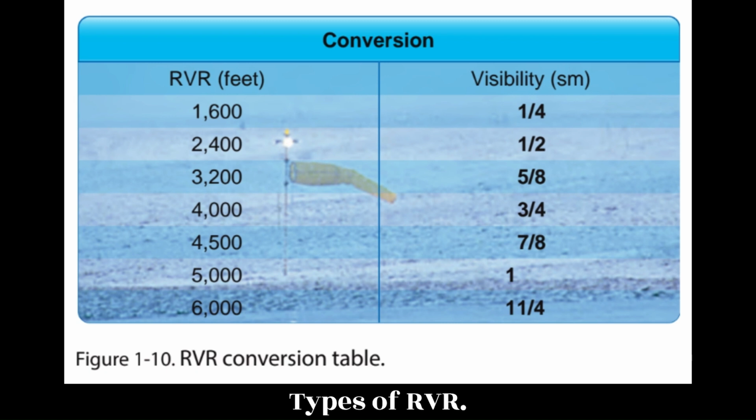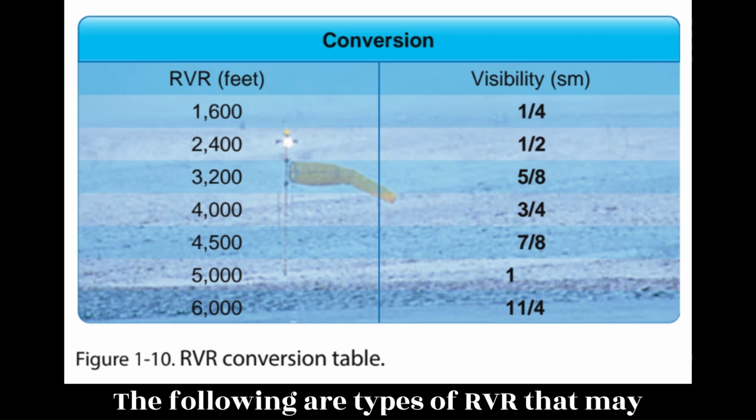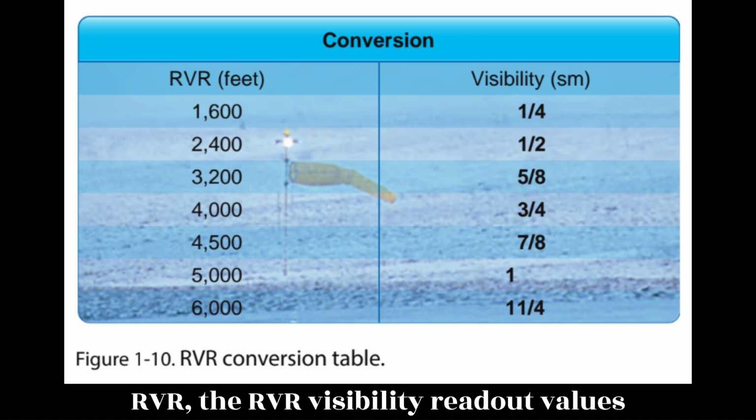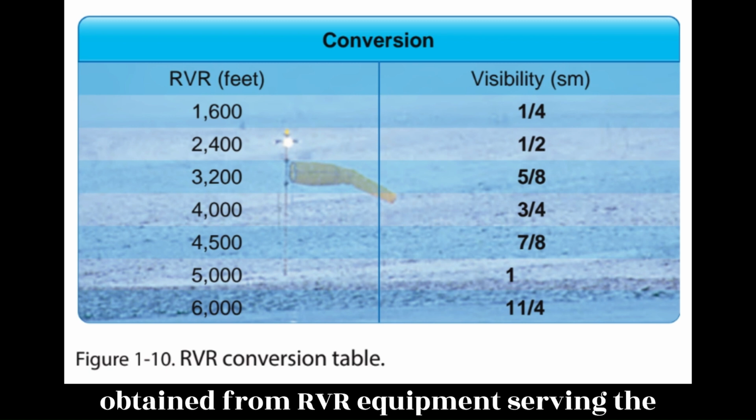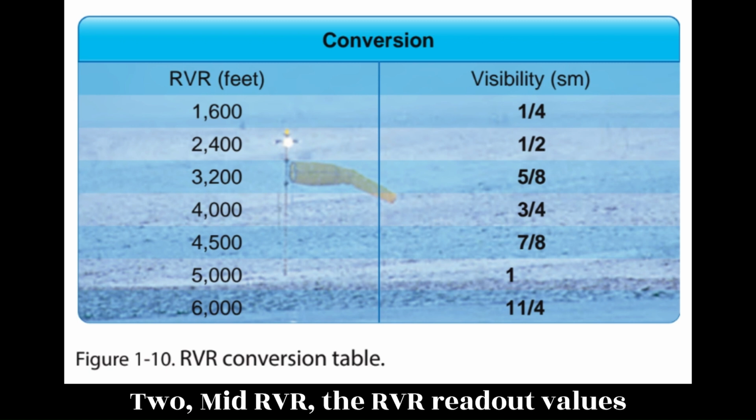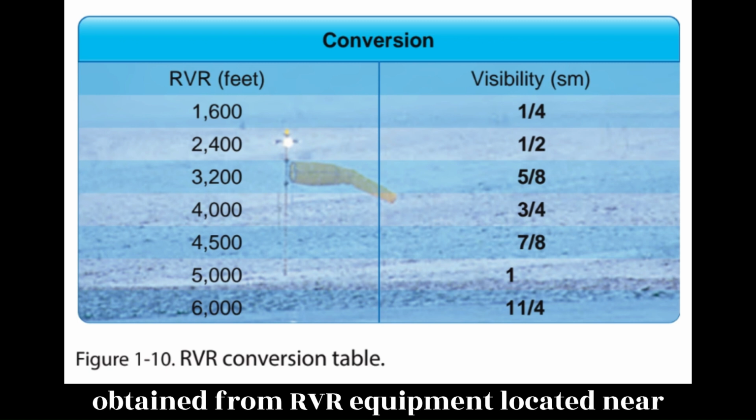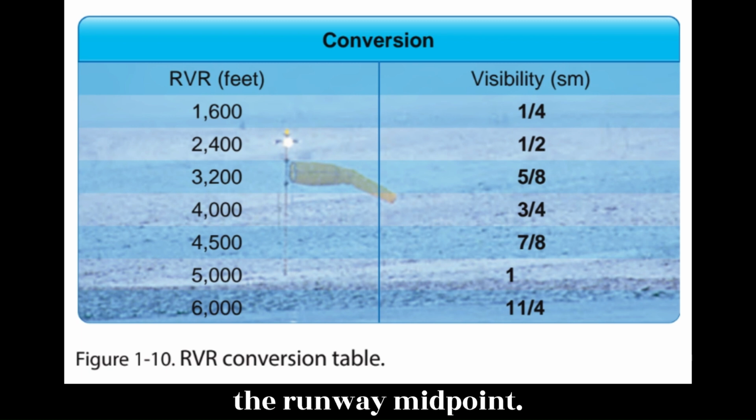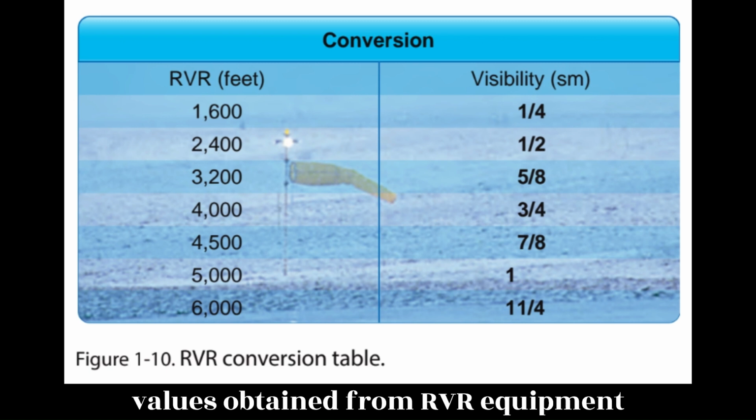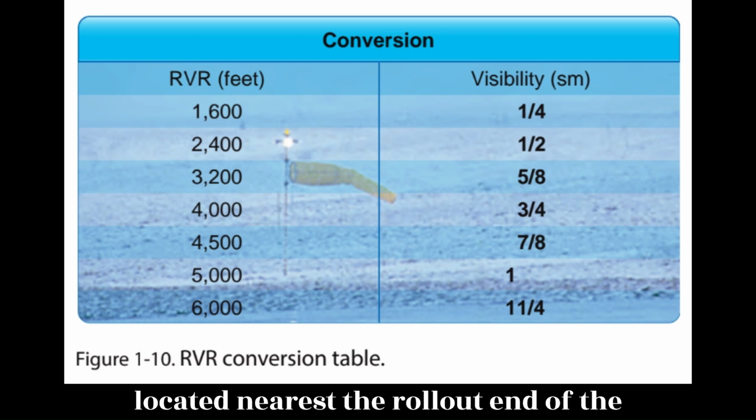Types of RVR. The following are types of RVR that may be used. 1. Touchdown RVR, the RVR visibility readout values obtained from RVR equipment serving the runway touchdown zone. 2. Mid-RVR, the RVR readout values obtained from RVR equipment located near the runway midpoint. 3. Rollout RVR, the RVR readout values obtained from RVR equipment located nearest the rollout end of the runway.